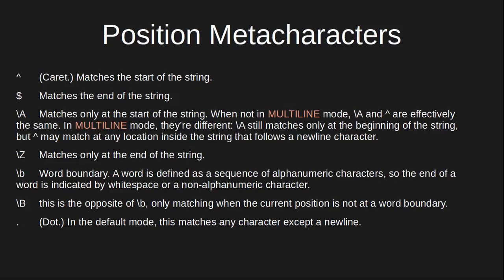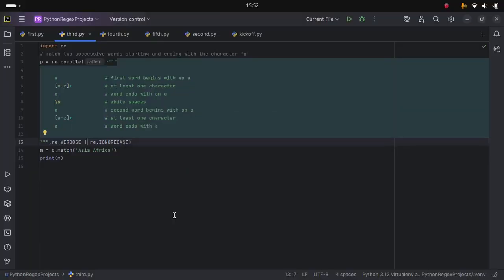Backslash lowercase b matches word boundary, and backslash uppercase B matches non-word boundary. Dot is the joker meta character, and it matches any character except new line. Now let's move on to PyCharm and practice.